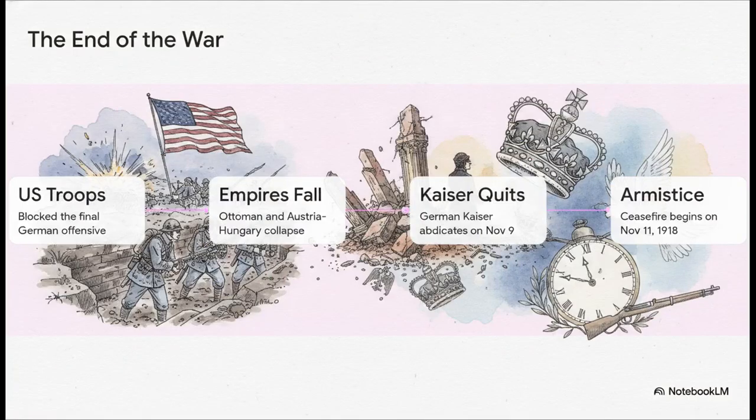And honestly, the collapse was spectacular. Germany launched this desperate last-gasp offensive in the West. It had some initial success, sure, but it was ultimately blocked, largely thanks to the sudden weight of those fresh American reinforcements. Once that failed, things moved at lightning speed. The Ottoman Empire, Austria-Hungary, and Bulgaria all collapsed. On November 9th, the German Kaiser abdicated. 2 days later, an armistice brought a ceasefire to the most destructive war humanity had ever seen. American intervention had undeniably forced a decisive military outcome.